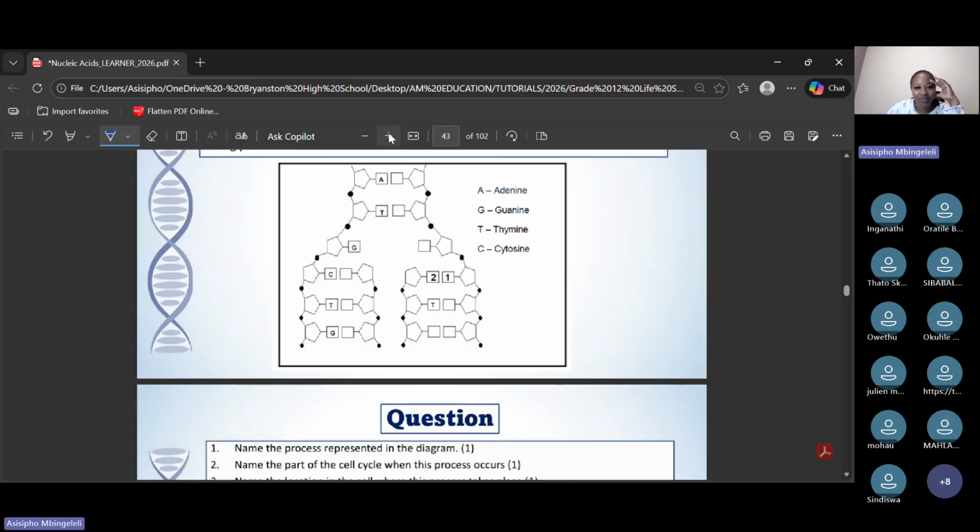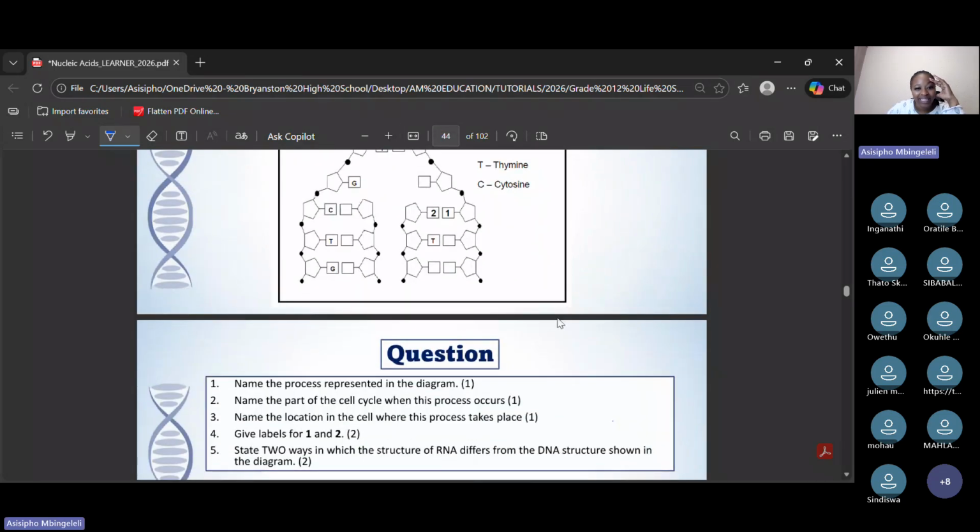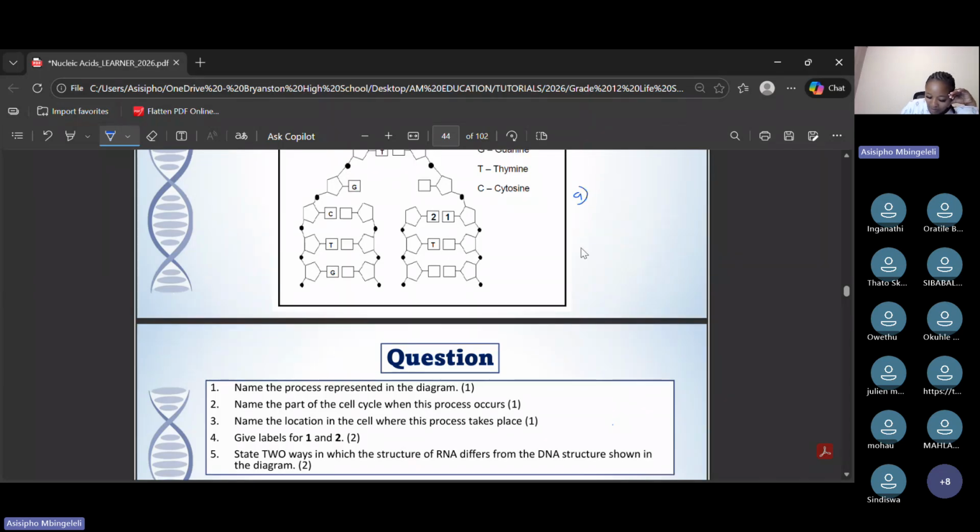Let me zoom in a little bit. Give labels for 1 and 2. I'm going to take different options. I'm going to take option A, and option B maybe for 1 and 2. I'm very interested in this one. Raise your hand, guys.